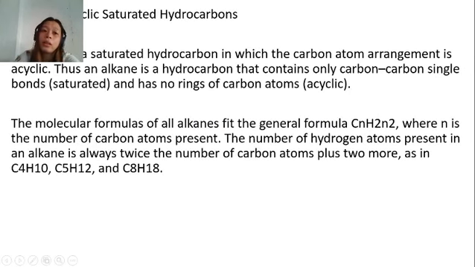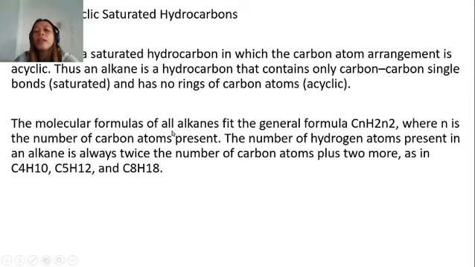One example of our acyclic saturated hydrocarbons is the alkanes. An alkane is a saturated hydrocarbon in which the carbon atom arrangement is acyclic. Thus, an alkane is a hydrocarbon that contains only carbon-to-carbon single bonds, is saturated, and has no rings of carbon atoms, meaning our alkanes are acyclic. Alkanes are the family name or general term. Later on, we will see that there are different kinds of alkanes.